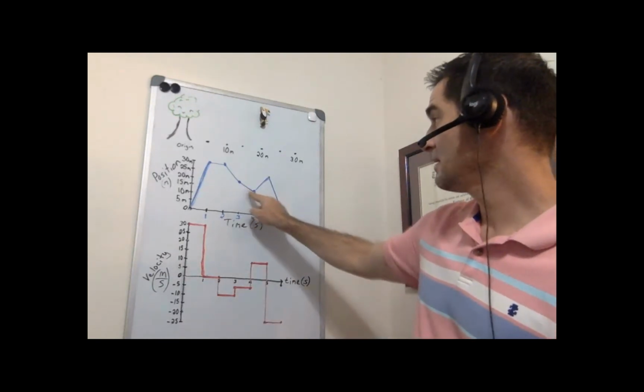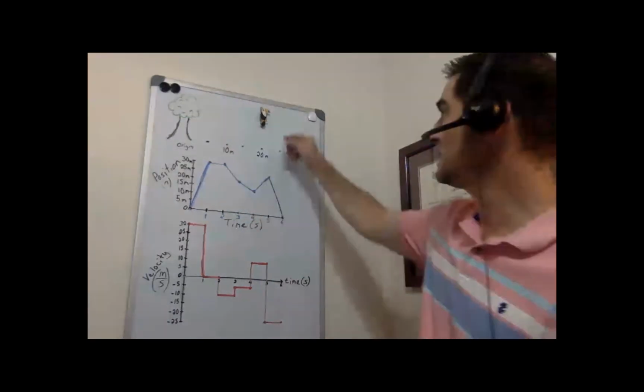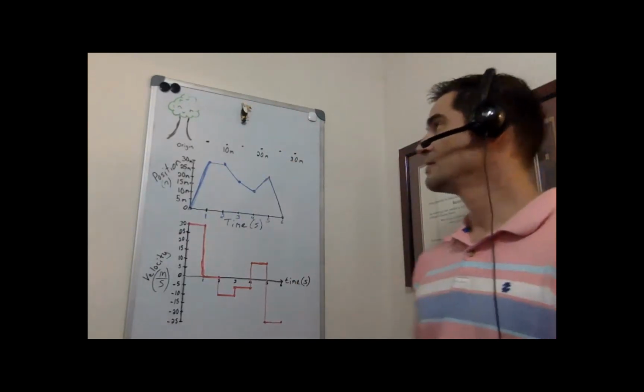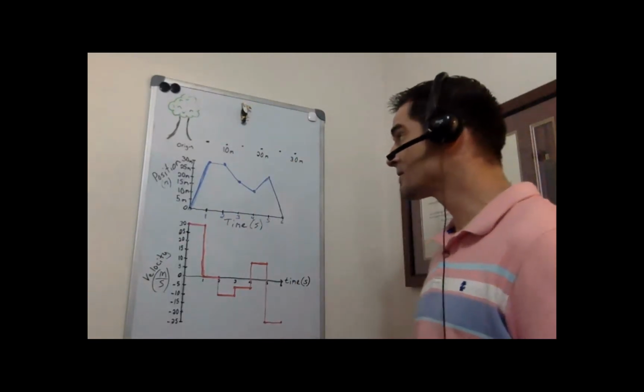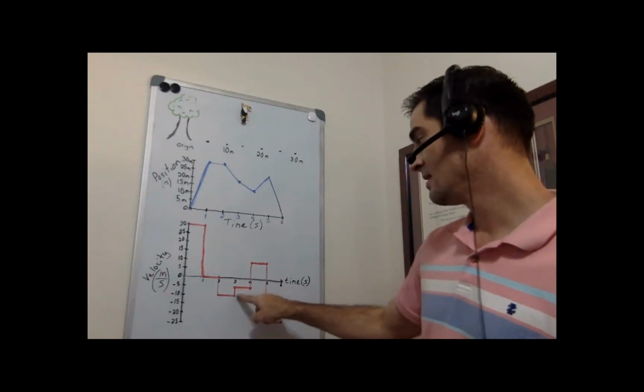And then he flew from 20 meters to 15 meters in the next second. 20 to 15, that's minus 5. That's minus 5 meters per second. So now we're here.